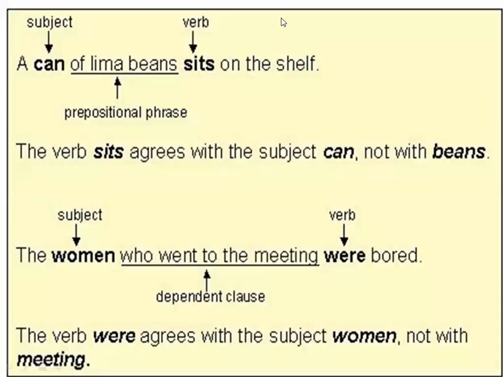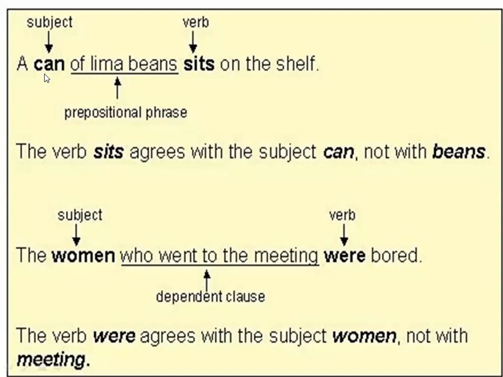Now you can see here, a can of lima beans sits on the shelf. Means we are talking about the subject and the verb here. As we know, the topic is subject verb agreement. We have to see the agreement between subject and verb. They should both have singular forms. A can means one single can of lima beans. This is a prepositional phrase, which describes which kind of can it was. So, a can of lima beans sits.